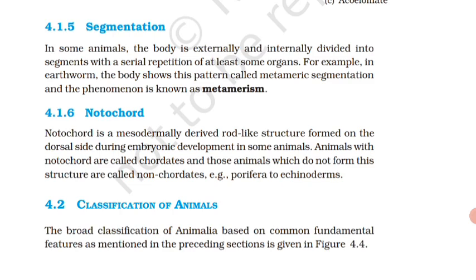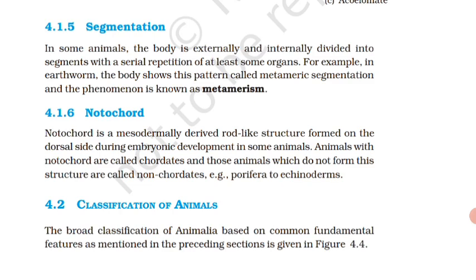Next, notochord. Notochord is a mesodermally derived rod-like structure formed on the dorsal side during embryonic development in some animals. Animals with notochord are called chordates, and those animals which do not form this structure are called non-chordates. Example: porifera to echinoderms.